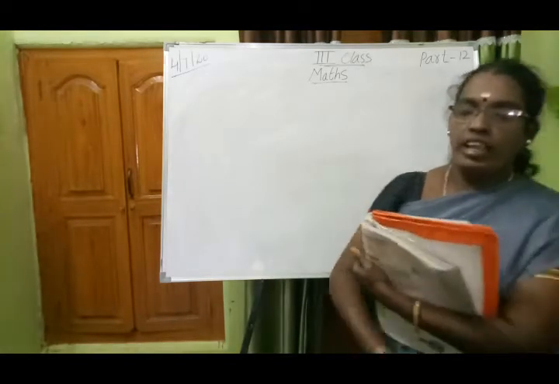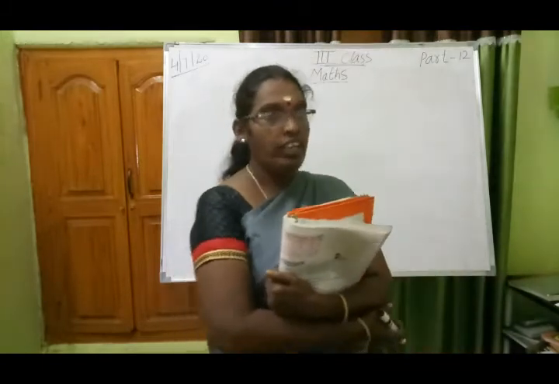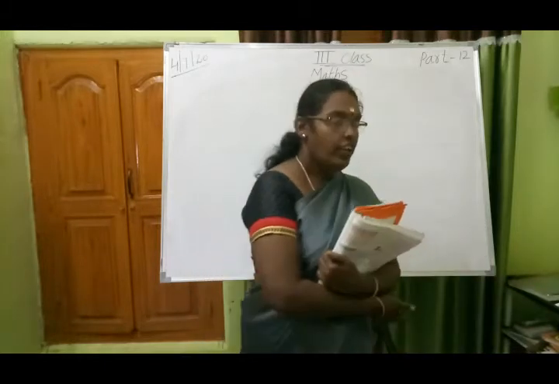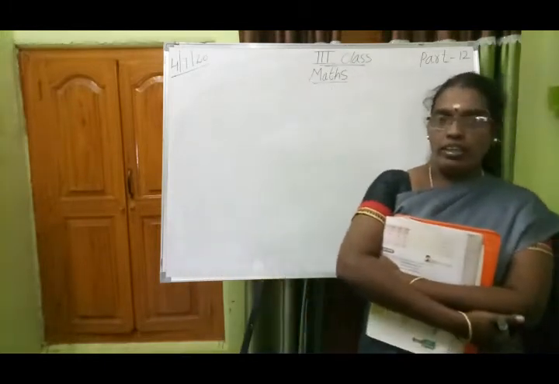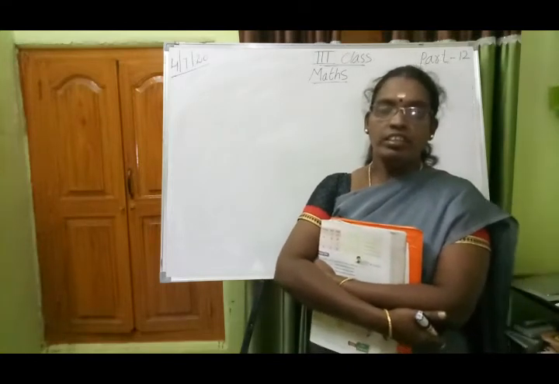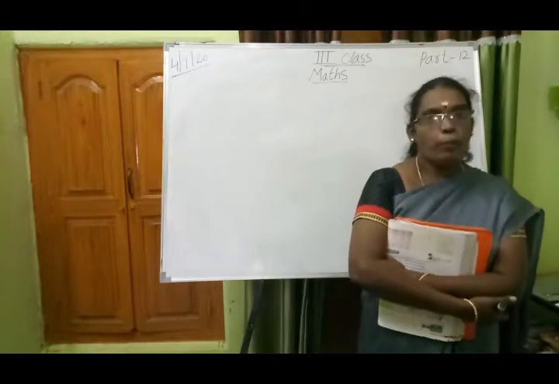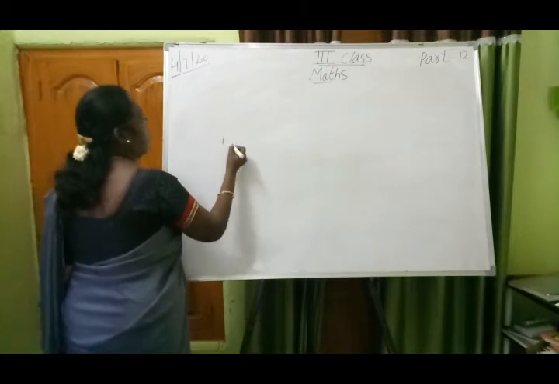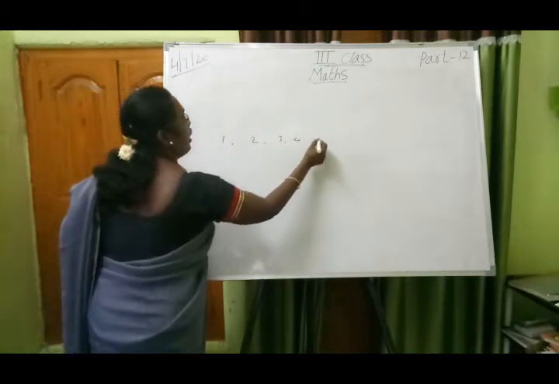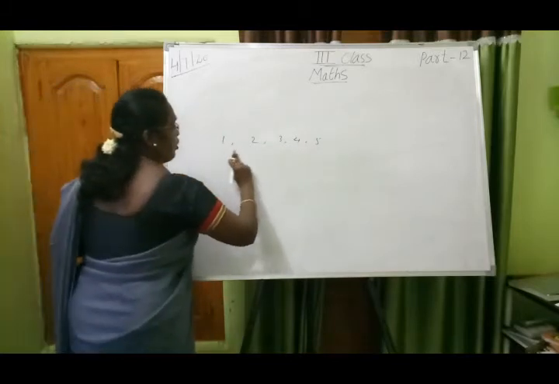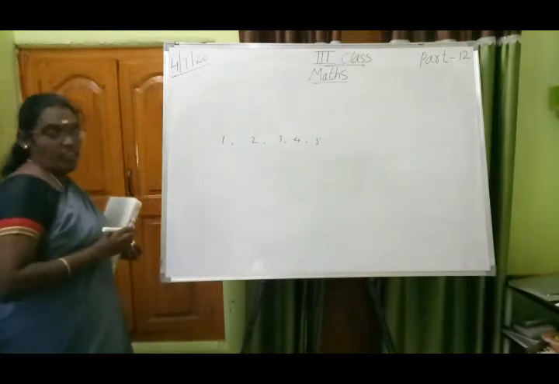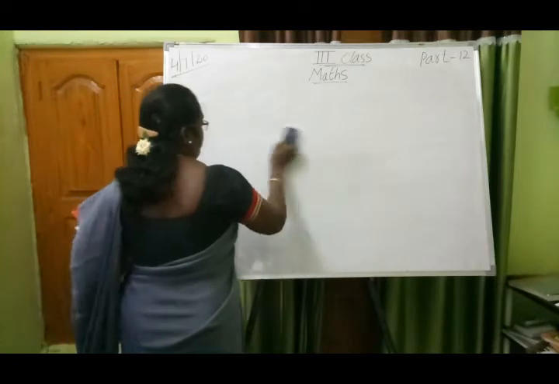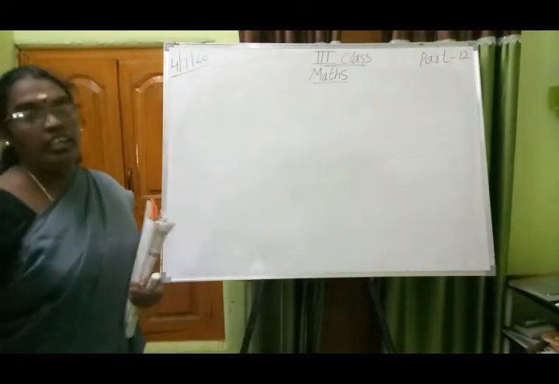Yes, children. Last class, what did I teach you? We learned about the increasing order. Increasing order means what, children? Small number to big number. In increasing order, what have we seen? 1, 2, 3, 4, 5. This is small number to big number. This is increasing order. We learned it last class, yes or no? All of you understand increasing order? Yes, very good.